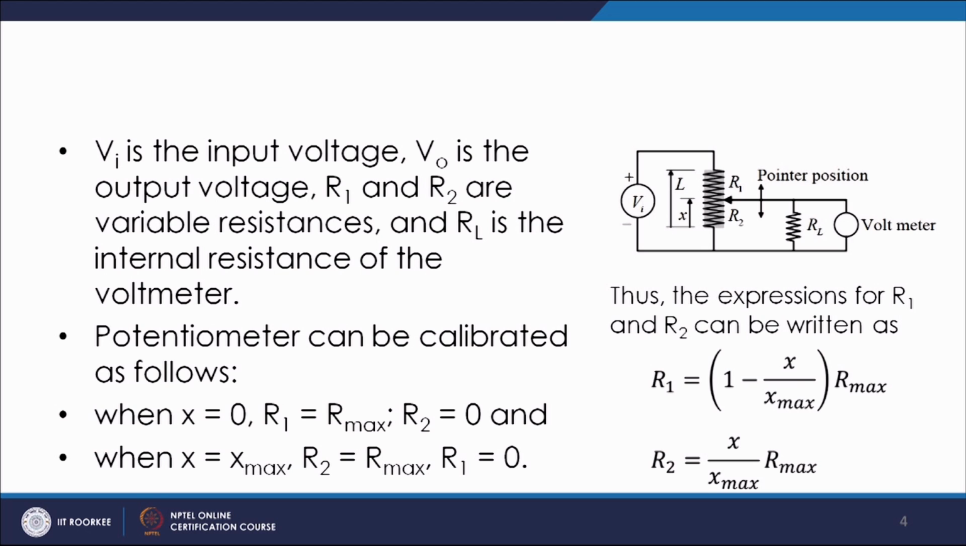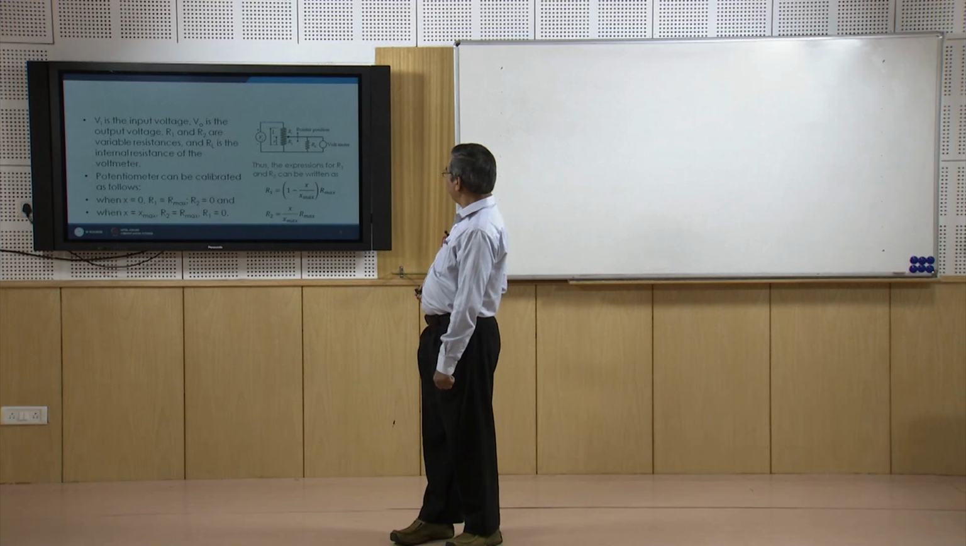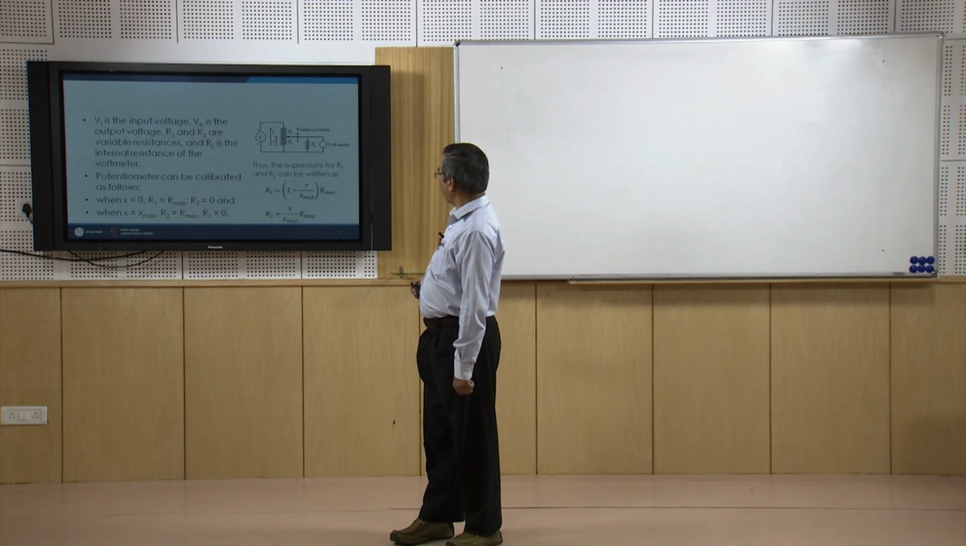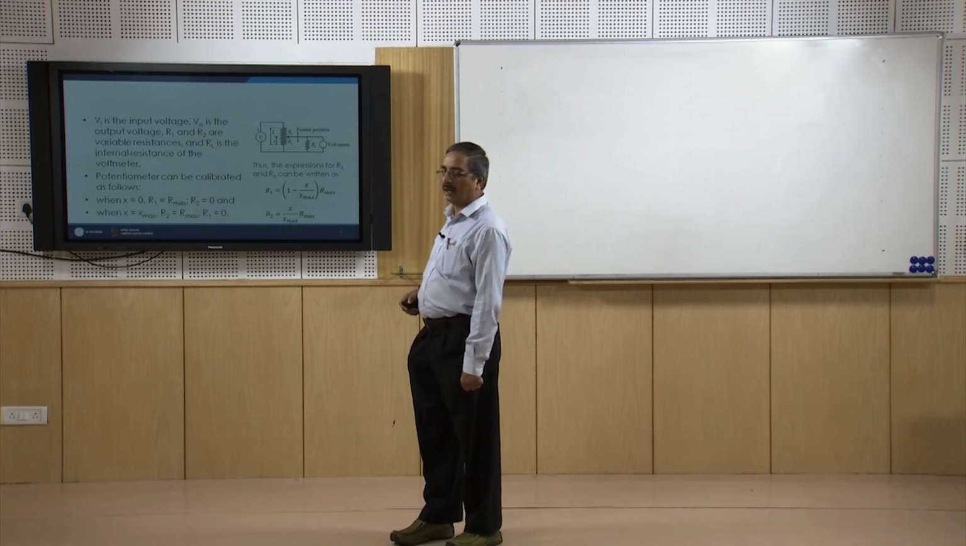and at that position R2 is going to be 0. Similarly, when x is x max, that is, the pointer is at this place, R2 is going to be R max and R1 is going to be 0, because x is at the maximum position. Mathematically we can express these two conditions using this relationship: R1 is equal to 1 minus x by x max into R max, and R2 is equal to x by x max into R max.